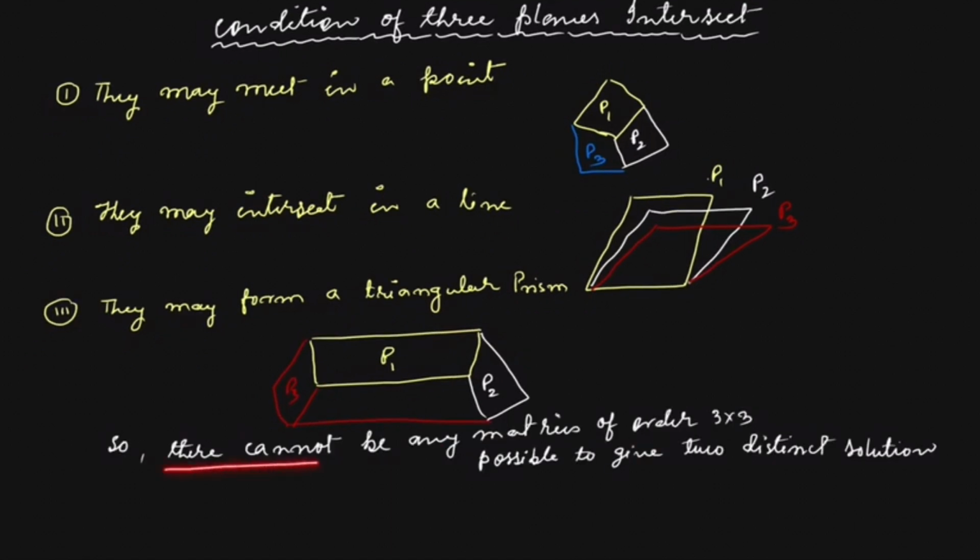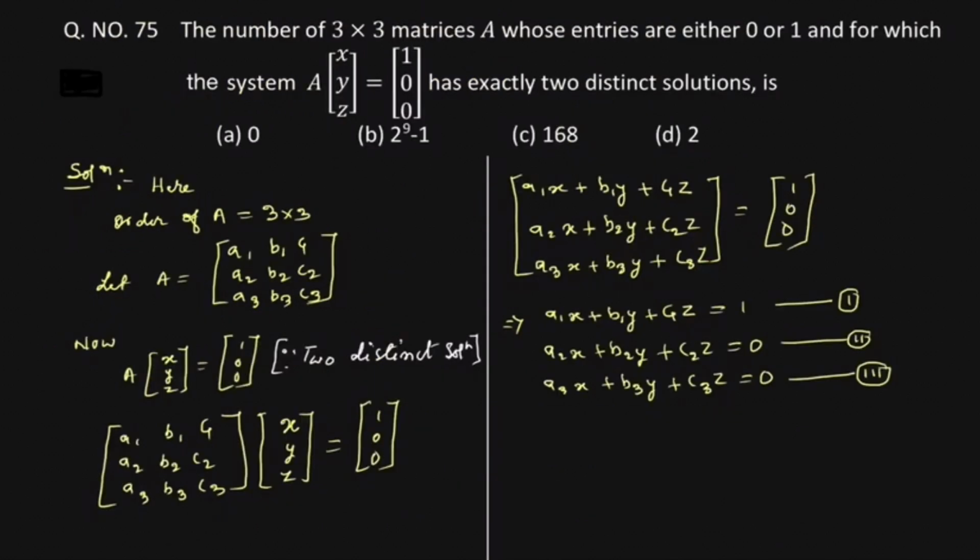So there cannot be any matrix of order 3 cross 3 possible that gives two distinct solutions. This implies that matrix A does not exist. So our answer is equal to 0. Therefore, option number A is our correct option.